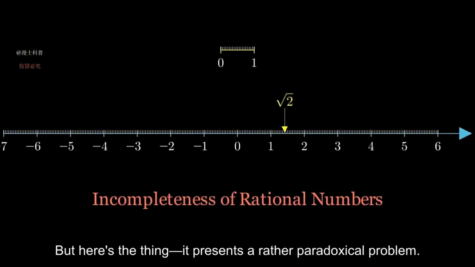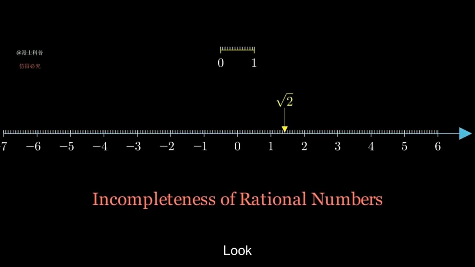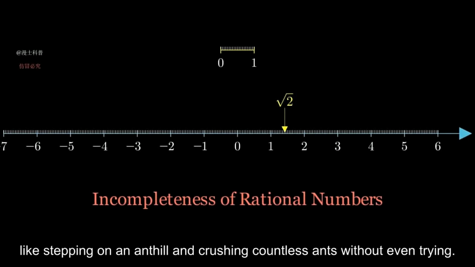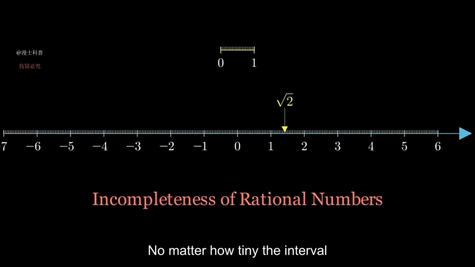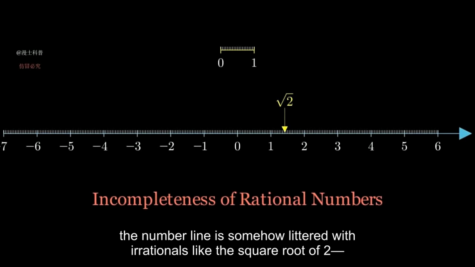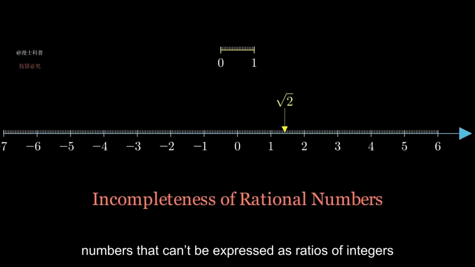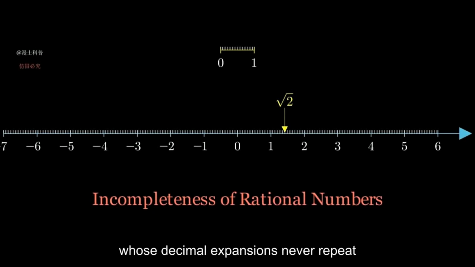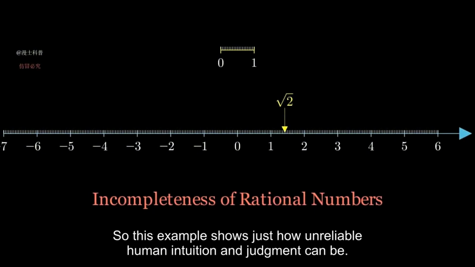But here's the thing, it presents a rather paradoxical problem. Look, there seem to be so many rational numbers. Like stepping on an anthill and crushing countless ants without even trying. No matter how tiny the interval, you'll always land on infinitely many rational numbers. And yet, the number line is somehow littered with irrational numbers, like the square root of 2. Numbers that cannot be expressed as ratios of integers, whose decimal expansions never repeat. Utterly chaotic and patternless. How does that make any sense? So this example shows just how unreliable human intuition and judgment can be.